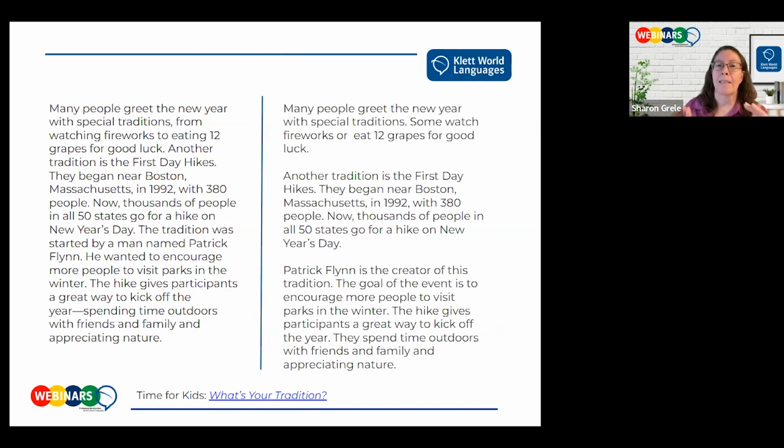It just makes a text that would not be accessible to that level now something you can use in the classroom. Still a great resource to use because it's got great ideas, great cultural concepts, an interesting topic to talk about, and could lead to a whole discussion of traditions around different holidays and different cultures in different parts of the world and all that.